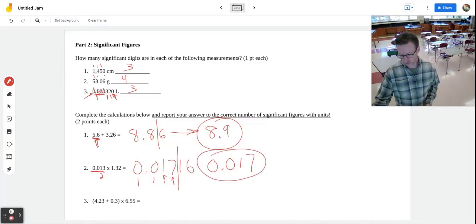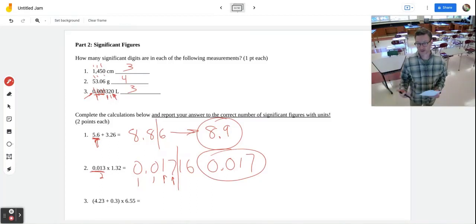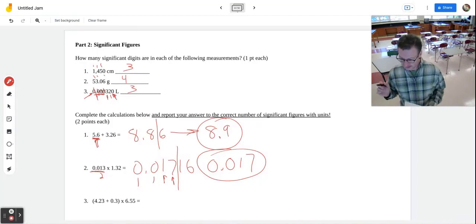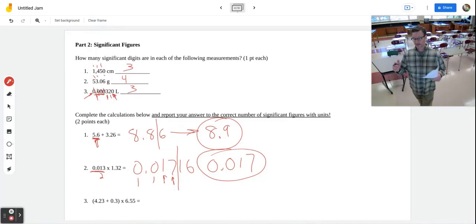Again, it's a coincidence here that both of these numbers were the first number in line. That is not always the case. It's just about how many digits there are, either after the decimal or total, depending on the rule. Now the last one's a little trickier because it's a mixed operation. We have addition in parentheses, and then we have a multiplication. So how do you handle that?